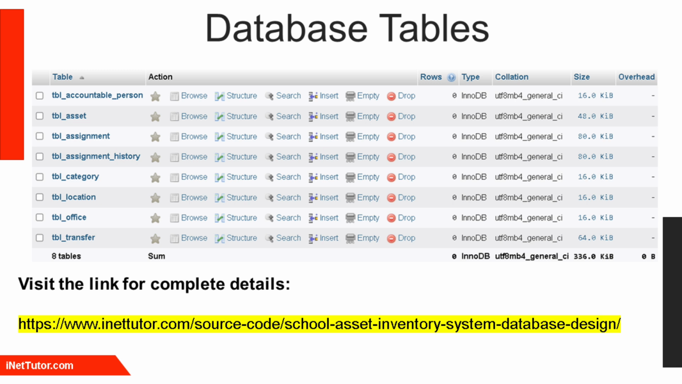The TBL_assignment records the allocation of assets to individuals, noting their office and location, along with the assignment status. Lastly, the TBL_transfer logs the movement of assets between users, ensuring accurate tracking of asset transfers. Together, these tables create a comprehensive system for effectively managing school assets.